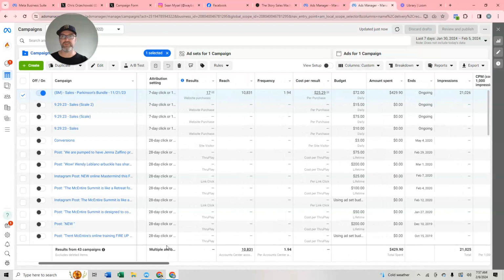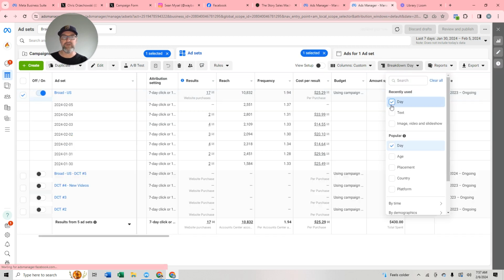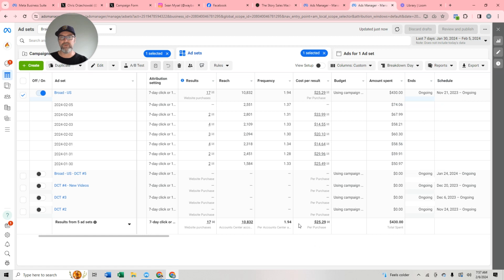But there's some things that we can look at that we can improve. And the first thing we want to do is look at frequency, CPM, and ad spend allocated. So we're going to go into here and break down by day. And what we're looking at is we basically see he's pretty consistent. His frequency shows 1.94.